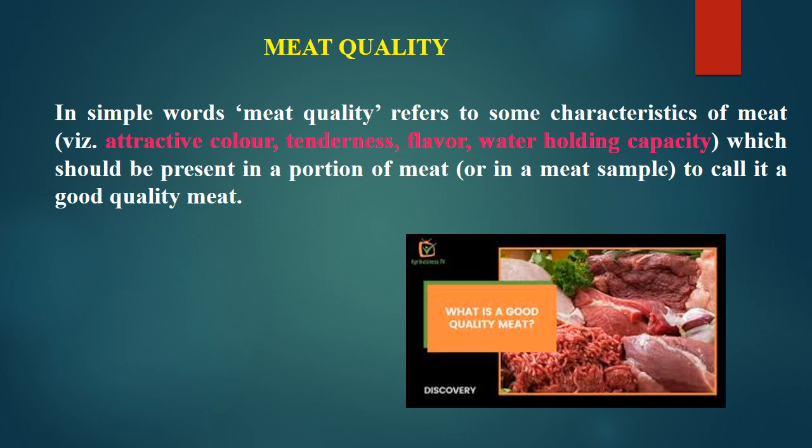Let us once again understand what is meat quality. In simple words, meat quality refers to some characteristics of meat like attractive color, tenderness, flavor, water holding capacity, which should be present in a portion of meat or a meat sample to call it a good quality meat. So this again depends on the consumer. Sometimes the nutritional aspect also attracts the interest of the consumers. So altogether meat quality is a varied term depending on the status, affordability and requirement of the consumers.